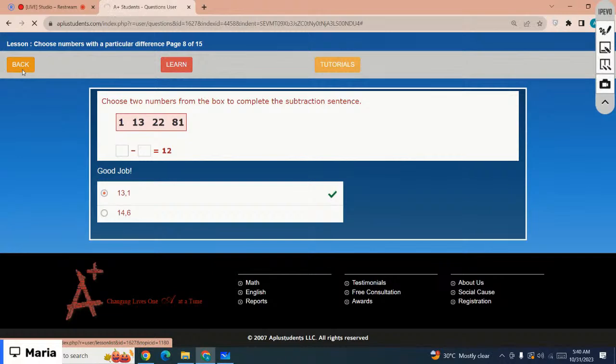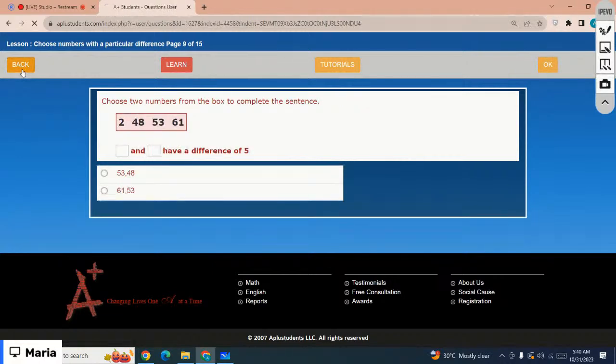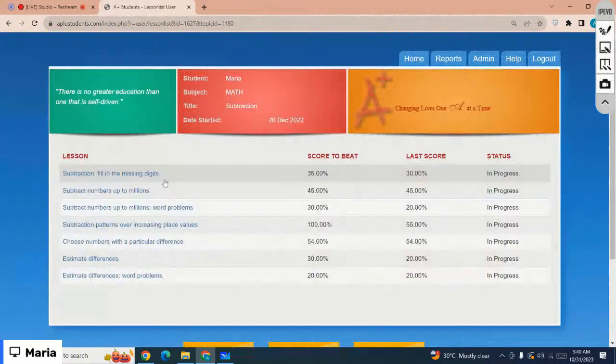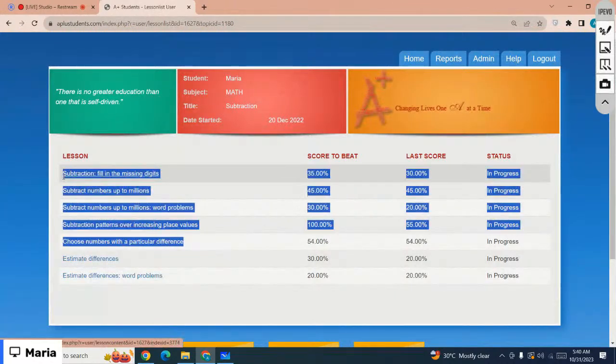So, we're working on grade 4 math. The chapter we're working on is subtraction, and the lessons we have covered today are subtraction, fill in the missing digits, subtract numbers up to millions, and subtract numbers up to million word problem. You have to do this lesson on your own. And then subtraction patterns over increasing place values and choose numbers with a particular difference. So please make sure before the next session you complete all the practice questions for the lessons we did today. That is your homework until the next session, right?